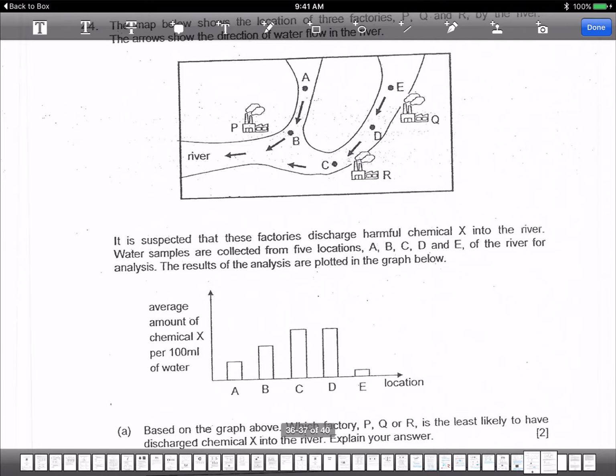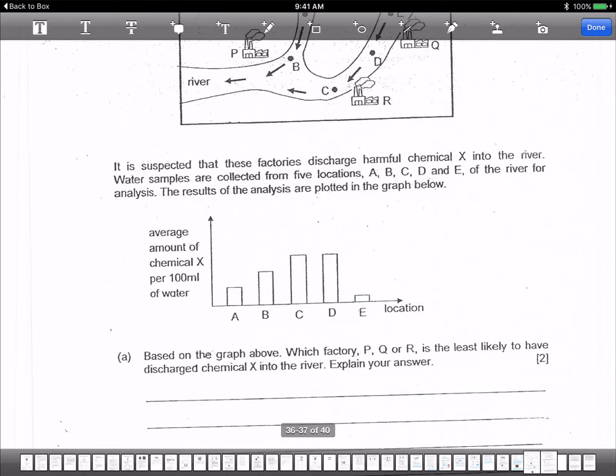Q. Why? The amount of chemical X at Q, the amount of chemical X at E was the lowest. Cannot be. It's not Q. Any other answer? P. Why P? Let me see. Oh, okay. The answer is R. Oh no, it's not Q. It's R.